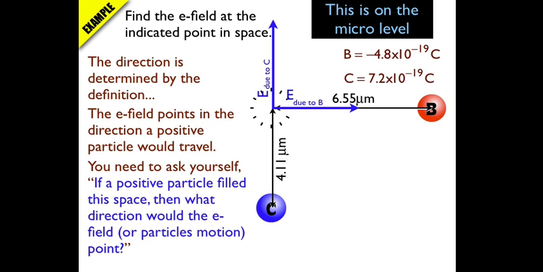So now I have the components of my E field. If I had more vectors, I would draw more E fields, and then I would sum up the E fields in the X and Y direction. But this time I only have 2, so that's pretty straightforward.